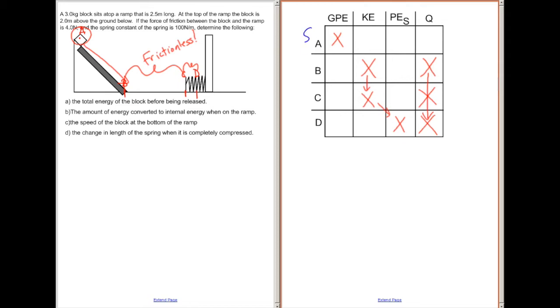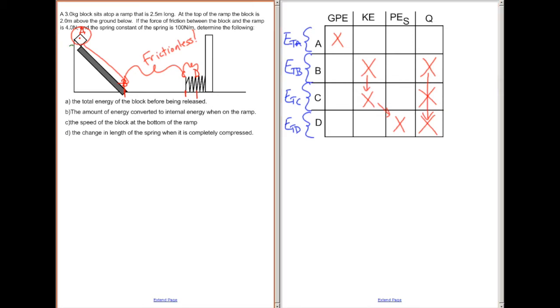Now if we look across each one of these rows, A, B, C, and D, and we look at the total energy in each one of those rows, E sub TA, E sub TB, E sub TC, and lastly E sub TD, by the law of conservation of energy, in each of those rows, the total amount of energy is going to remain constant.